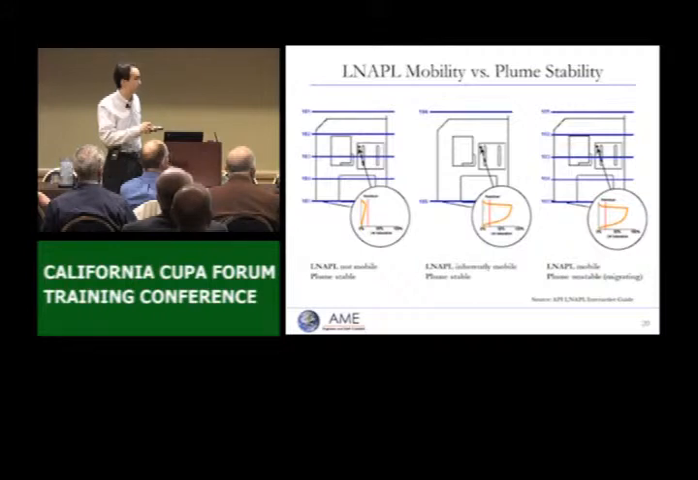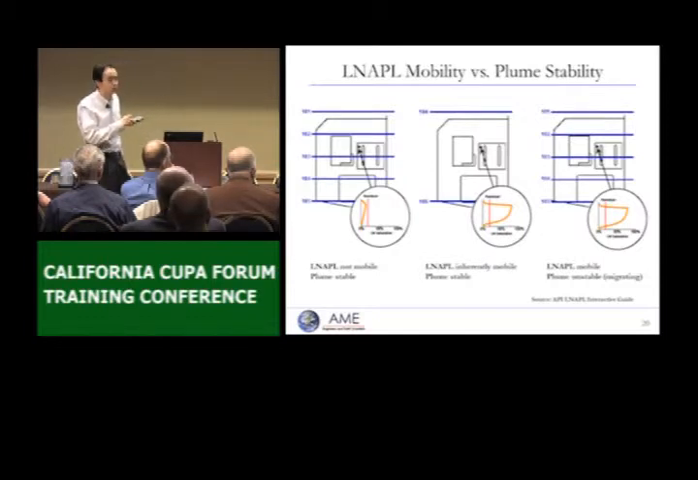Again, LNAPL is mobile at this point, but does this correspond exactly to the plume stability? In this case, you could say, well, the plume is not moving. And in this case, you say, okay, the plume is moving because we have this. The plume is moving, but not always like that. So these are the results.